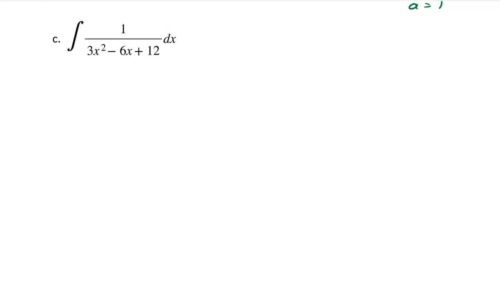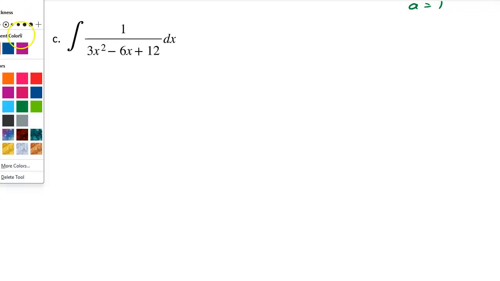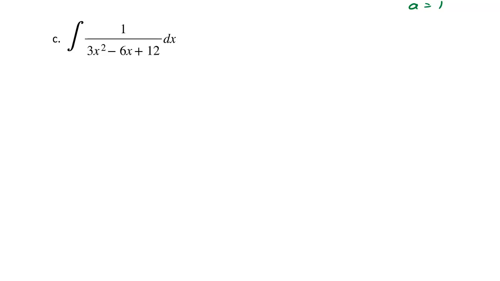So let's make this 1/3, because everything on the bottom is divisible by 3. So x squared minus 2x plus 4 dx. All right, so that makes it a little bit easier to work with. Okay, so now we'll complete the square.